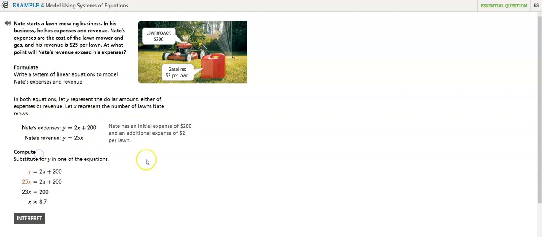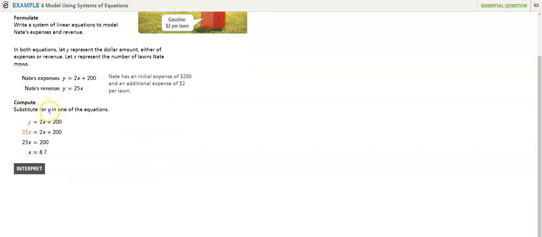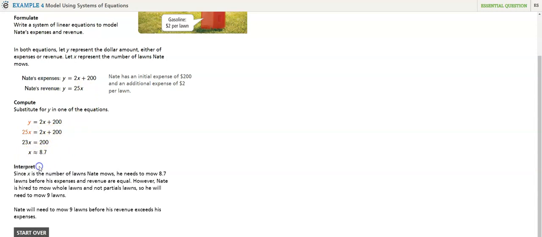So let's compute. The first thing we're going to do is substitute y in one of the equations. This equation, the proportional one, is the easiest one to substitute, but basically you're just making them equal to each other. So we're going to go ahead and do that and solve, and he found out that it's about 8.7. Now, because this has context to it and it's not just 2 random equations, we're going to interpret this and make it make sense in this real world situation.